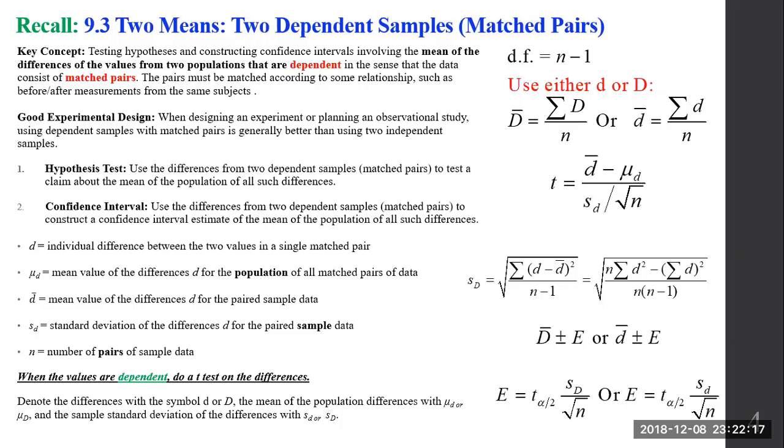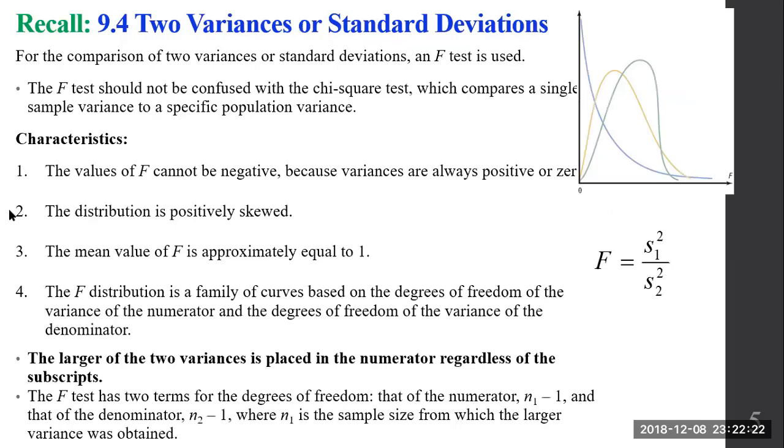In this chapter, finally, in section 9.4, we dealt with two variances or standard deviations. First thing we discussed was the idea of the F distribution, because in order to do the test of hypothesis, we need the F distribution to come up with the critical value, or for that matter, if you want to calculate the test. So first, the F distribution starts from 0 and goes to infinity. It can never be negative, and it is not normally distributed. It is skewed to the right. It's positively skewed.